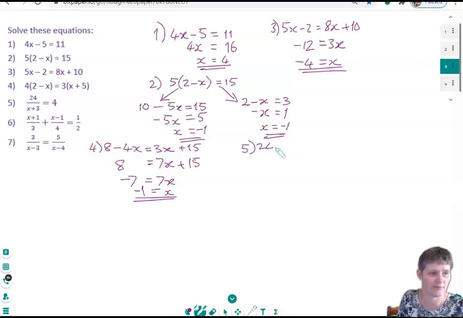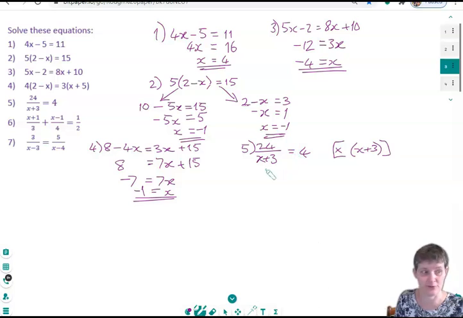5. Now we're into the realms of fractions. First thing we want to do is get that x off the bottom of the fraction. And getting rid of the whole fraction is a good thing, in fact. So let's multiply both sides by everything that's on the bottom of the fraction. So if you do 24 divided by x plus 3 and then multiplied by x plus 3, you're left with just 24. It's inverse operations. They undo each other. So we're left with 4 lots of x plus 3 on the right.